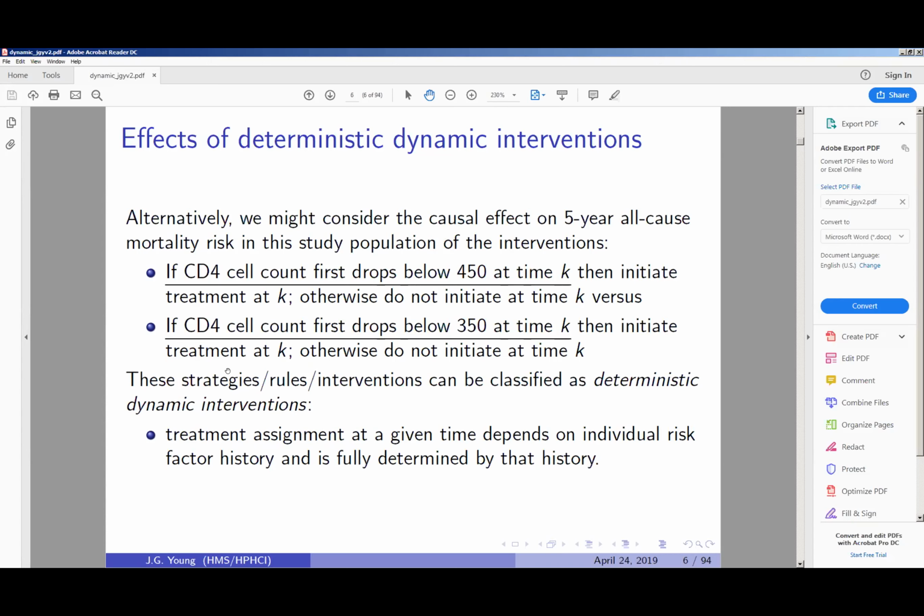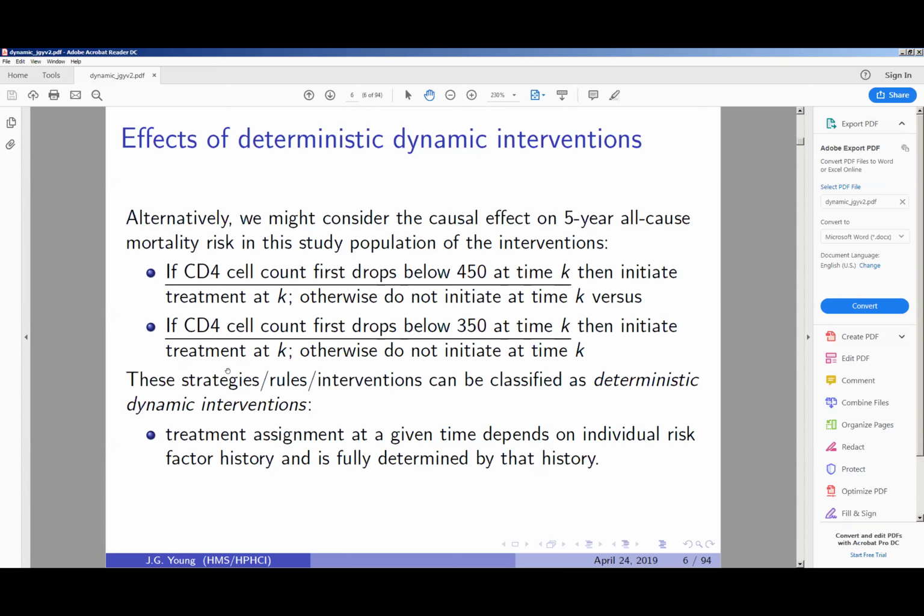So if CD4 cell count first drops below 450 at time K, then I initiate at that time. Otherwise, don't initiate at that time. And I could compare that to an intervention where I start ART as soon as CD4 drops below 350. So we can think of the first intervention as starting earlier while the patient has not progressed as far, and the second one, relative to the first, is starting later when the disease has progressed further.